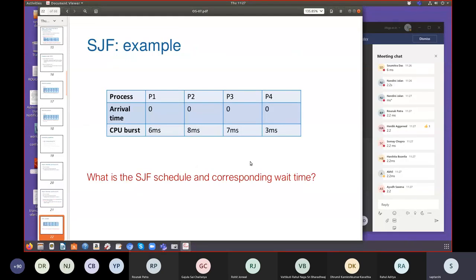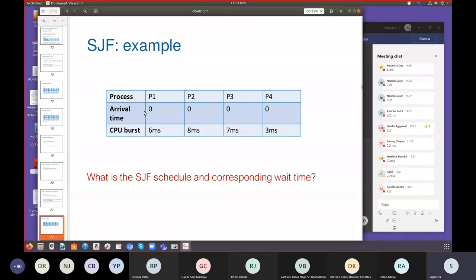Okay, second problem for you. Again, for simplicity, let's assume that all these four processes come at the same point of time, and the CPU bursts are these. These are the estimates. So what is the shortest job first schedule and the corresponding waiting time?